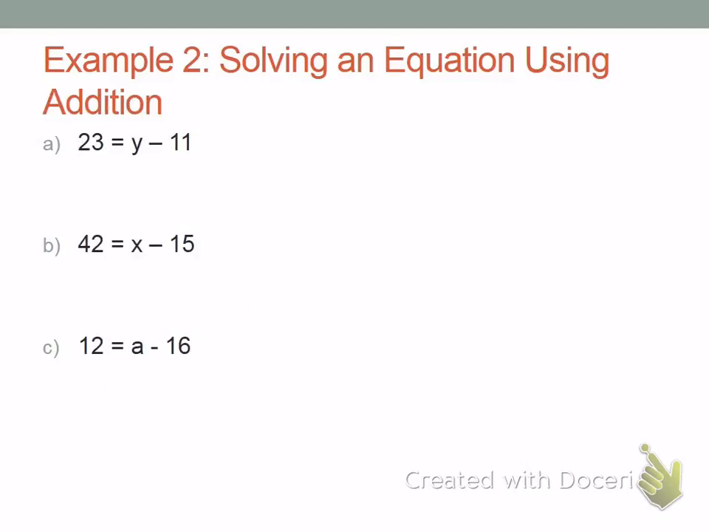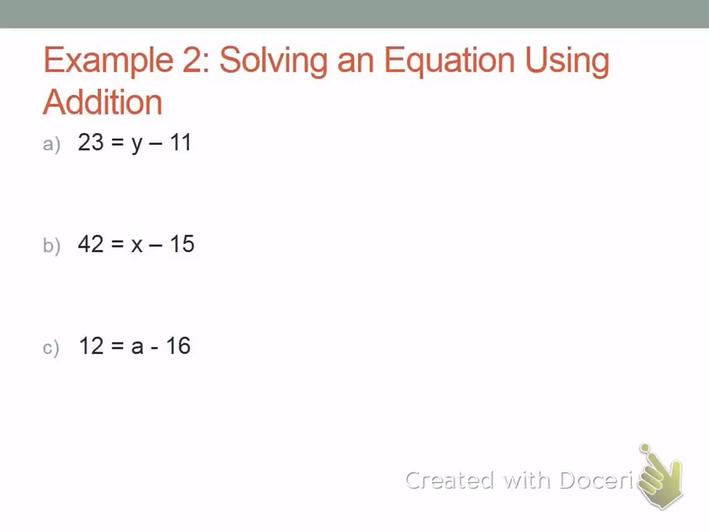All right, now in example 2, instead of addition, now what operation is connected to my variable? Subtraction. Well, they're all backwards. Does that matter? No. Okay. Whatever side my variable is on, that's the side that I solve for. So whatever's connected to my variable, that's what I move, even if it seems to be backwards. So on letter A, what do I need to do to both sides?